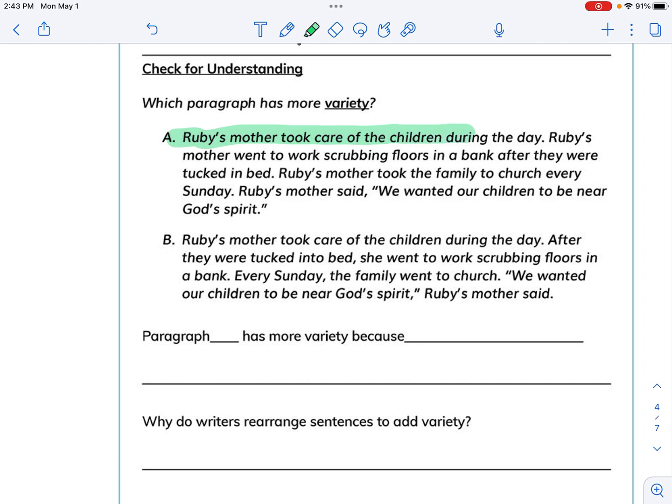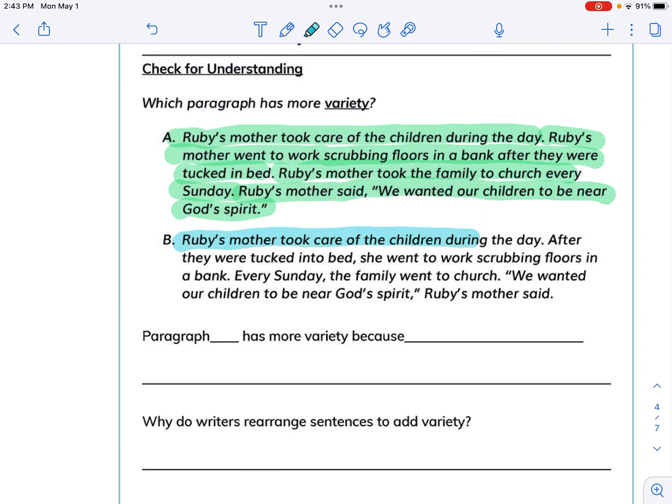Ruby's mother took care of the children during the day. Ruby's mother went to work scrubbing floors in a bank after they were tucked in bed. Ruby's mother took the family to church every Sunday. Ruby's mother said, "We wanted our children to be near God's Spirit." That's number 1. Number 2.